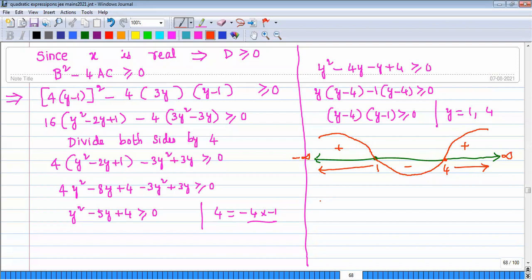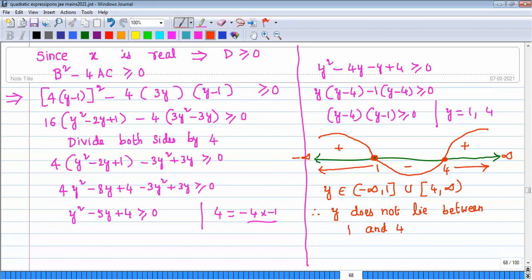So what do we write here? y belongs to negative infinity comma 1, union 4 comma plus infinity, where 1 is included. Therefore, y does not lie between 1 and 4. This is completed.